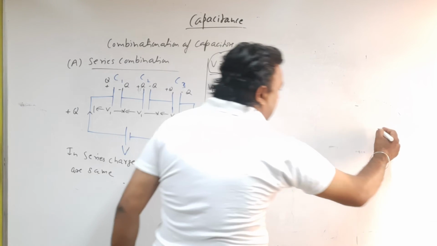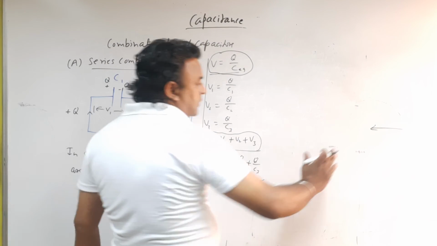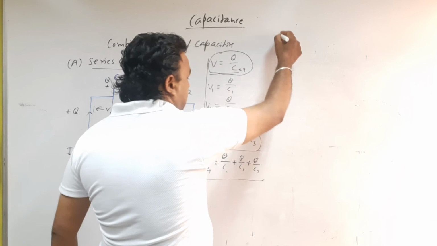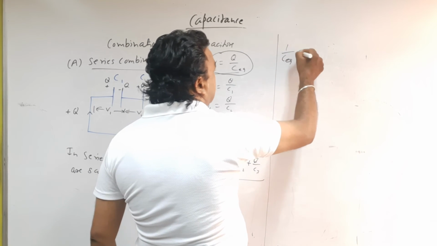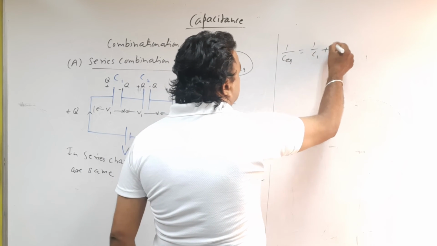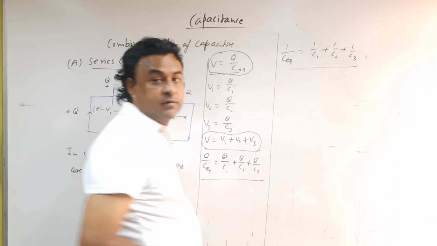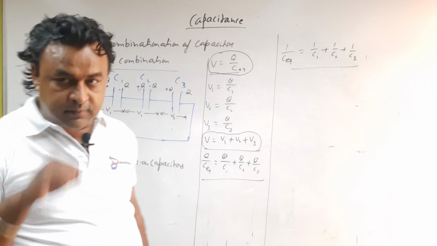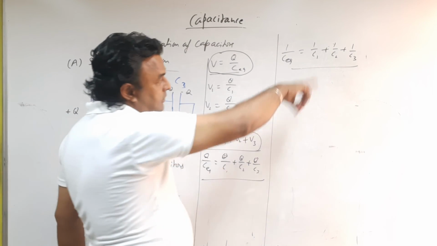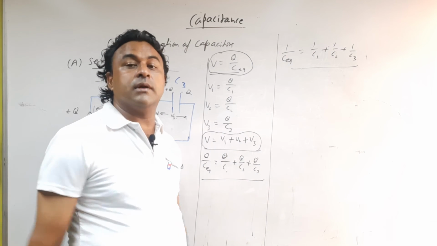From here I have the equivalent capacitance: 1 upon C equivalent equals 1 upon C1 plus 1 upon C2 plus 1 upon C3 and so on. So in case of equivalent capacitance in series, the reciprocal of the equivalent is equal to the sum of the reciprocals.